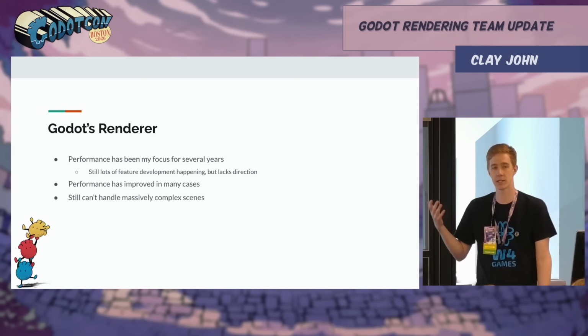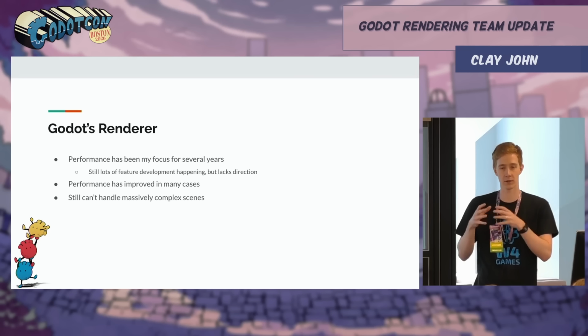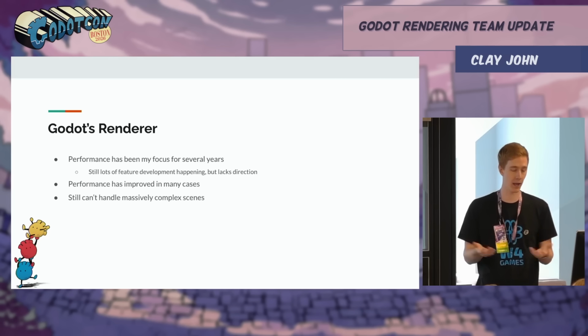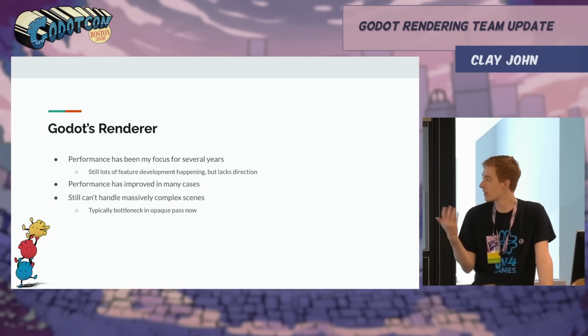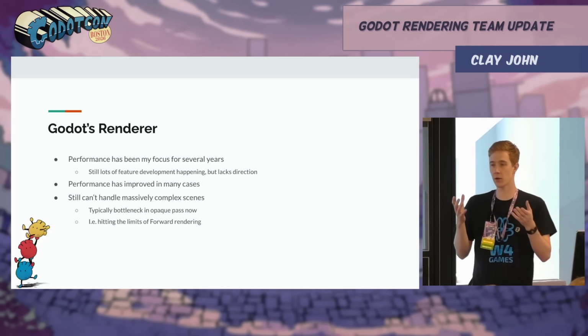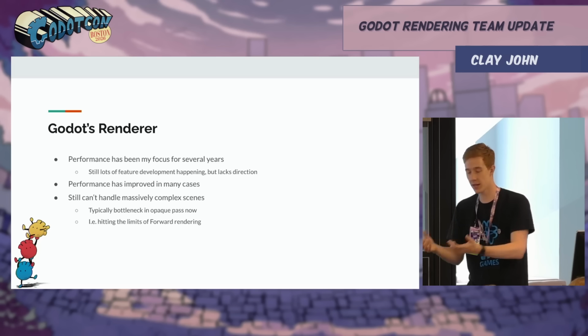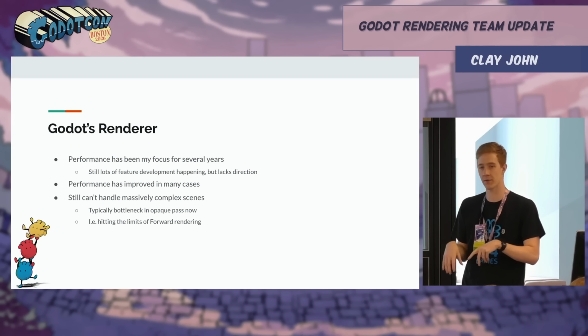Coming from things like how we manage VRAM and coming from things like how complex our default shaders are and how fixed our shader pipeline is. So typically, like I said before, the bottleneck is in the opaque pass, but we're also seeing the limits of forward rendering. Forward rendering is a technique where you render an object, and at the time you are rendering that object, you also calculate all the lighting and everything for it.